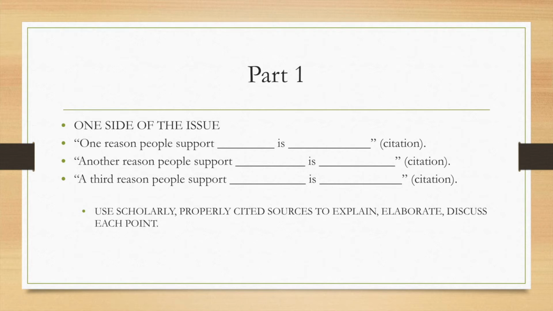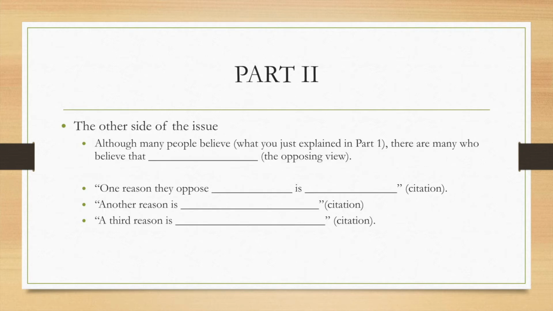Remember to cite where you got the information from scholarly sources, which is professional journals, not the Washington Post, not BuzzFeed, not Facebook. After you do one side of the issue, then you go to the second side. The other side of the issue. And you start it with a nice transition statement. Although many people believe that owning a dog is the best thing since sliced bread, although you don't want to say it that way, there are many who believe that owning a dog is not something they want.